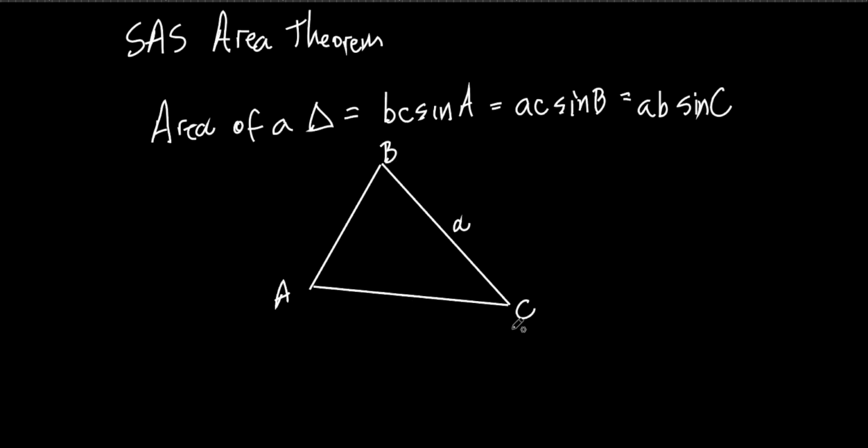Okay, so what's this side right here, AC? Instead of calling it AC, what's an easier way we could call it? Little b. That's right. And this one would be little c. All right. So how do you do this? Look at it.